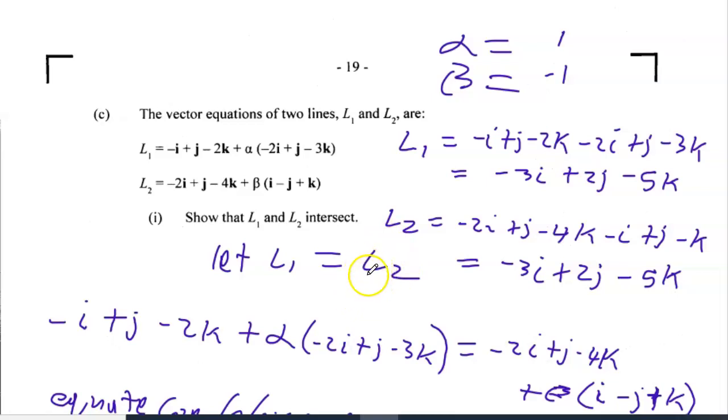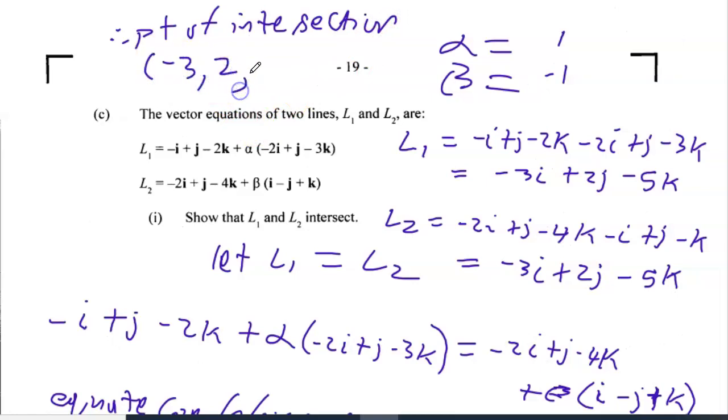So the point of intersection, you can put it up here, therefore the point of intersection of L1 and L2 would be minus 3, 2, and minus 5.